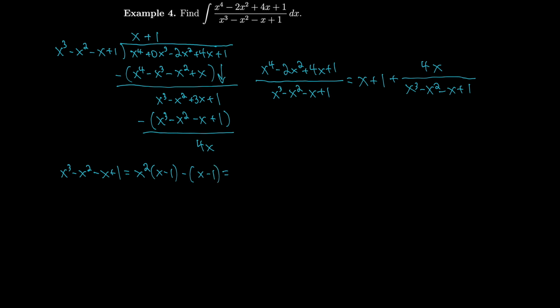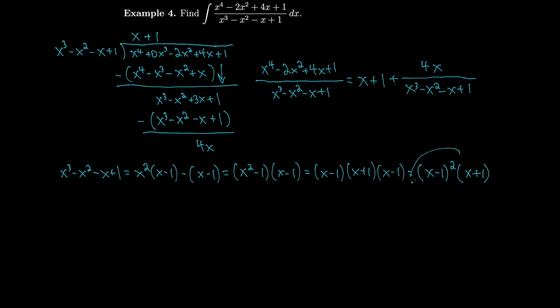So factoring by grouping, I get x squared minus 1 and x minus 1. And x squared minus 1 becomes x minus 1 times x plus 1, times x minus 1. So notice there's a repeated x minus 1 term. So I'll write that as x minus 1 squared. And I'll leave the x plus 1.